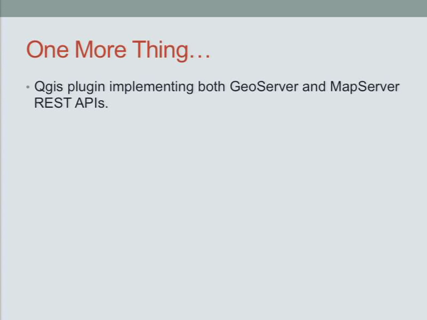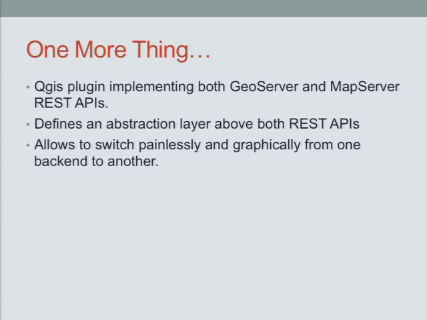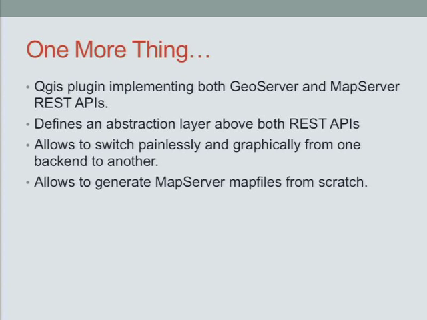As an example of implementation of the REST API, as it is not something really visible and usable at start, we did a little QGIS plugin implementing both GeoServer and MapServer REST APIs to show you where it can go. It defines a complete abstraction layer above both REST APIs, having a standard control set and backend-specific options to be able to tweak a little bit the kind of publication you want to do. And so it allows you to switch painlessly and graphically from one backend to another. And it allows as well to generate MapServer map files just from scratch.